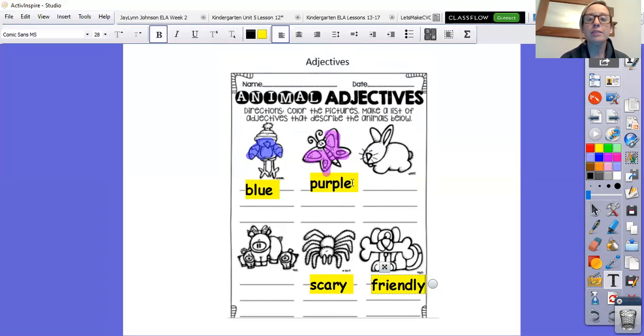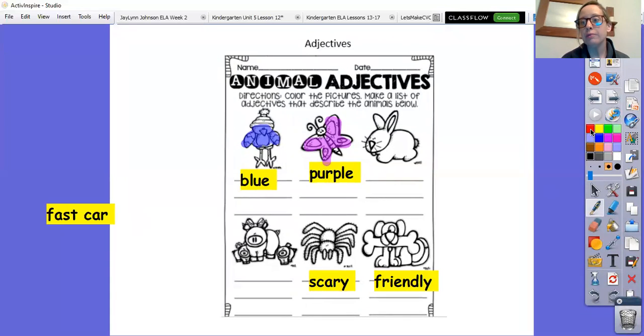So even if I had something that wasn't an animal, okay? If I had a car, I could say that's a fast car, okay? Fast would be the adjective. Here, let me write it out for you. So fast car, right? So the adjective would be fast, okay?